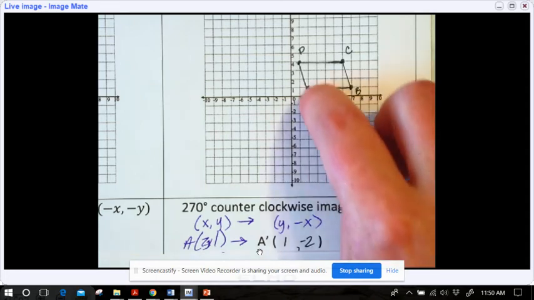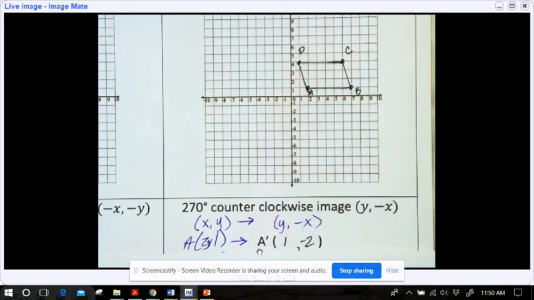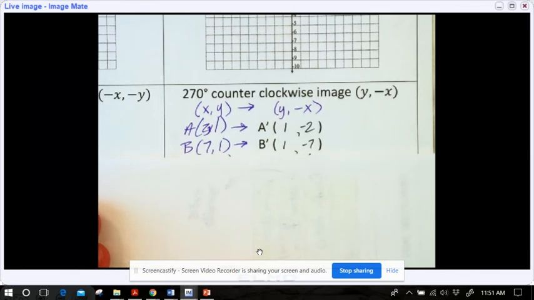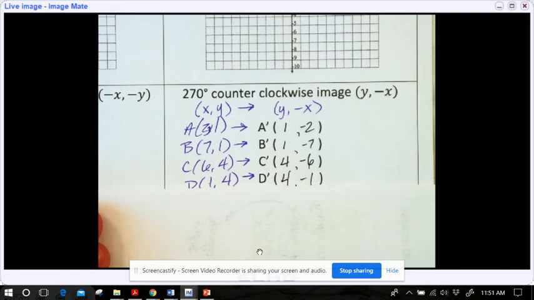So we are rotating that. We are going to flip the X and Y values to the opposite places. And whatever the X value is, we're going to change it to the opposite sign. So 2, 1 became 1, negative 2. Let's follow this rule all the way through B, C, and D. And you can see how that rule applies to each individual point.